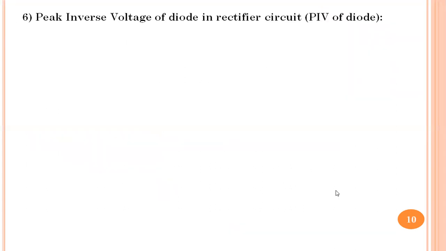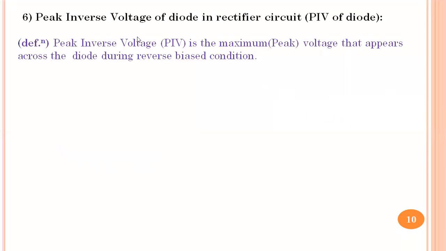Then the next one, that is the peak inverse voltage of a diode in the rectifier circuit. The definition is known to you. The maximum value of voltage that appears across a diode when it is in reverse biased condition in a given rectifier circuit is known as the peak inverse voltage of a diode in the given rectifier circuit.